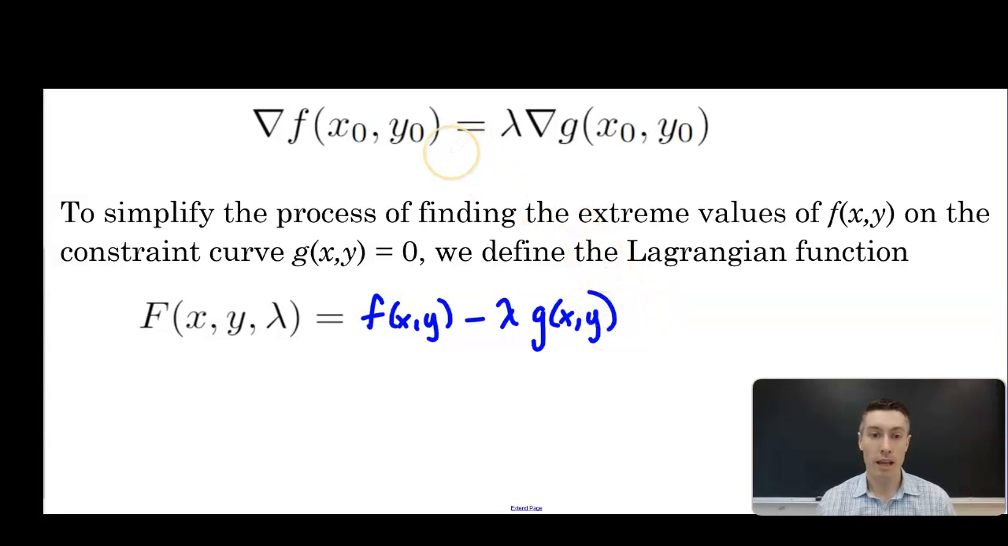Essentially, what we're doing is moving this to the other side before we took the derivative, before we took the gradient. So f minus lambda g, that's our Lagrangian function. And then finding the gradient of the Lagrangian function, that's going to be equal to the 0 vector, and that's how we're going to find all the critical points. Once we have our critical points, we're going to plug into the function to see what points give us the largest output, what points give us the smallest output.